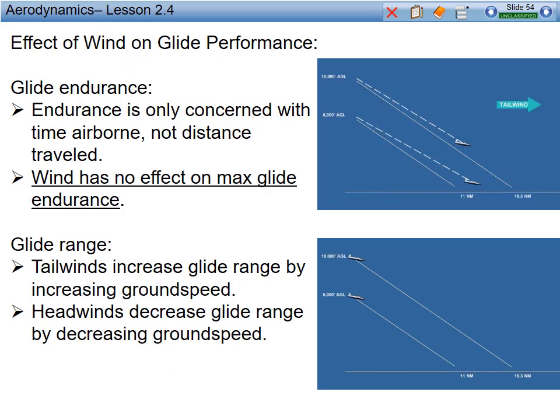Effects of wind on glide performance. Glide endurance is only concerned with the time airborne, not distance traveled. Due to this, wind has no effect on maximum glide endurance. Glide range is dependent on ground distance traveled. Tailwinds will increase glide range by increasing the ground speed. Conversely, headwinds will decrease glide range by decreasing ground speed.